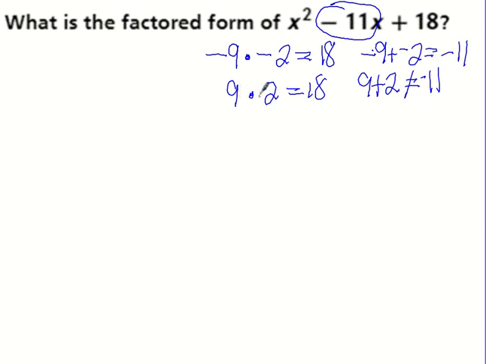Just like 9 times 2 gets me 18, but 9 plus 2 does not get me negative 11. That's where these negatives need to come in: negative 9 times negative 2 will get me 18, and negative 9 plus negative 2 does get me what I want, which is negative 11. So then our factoring would be x minus 9 because it's negative, and x minus 2 because it's negative. And that would be our factor.